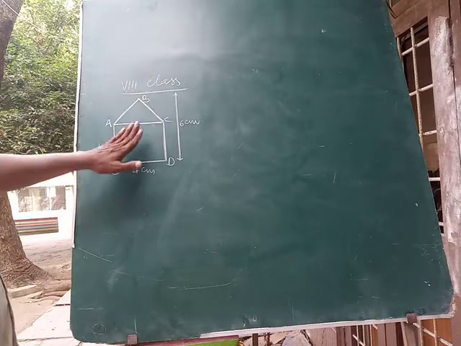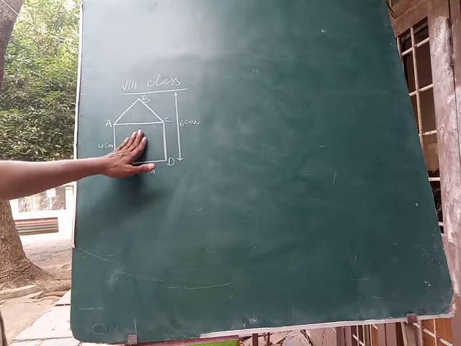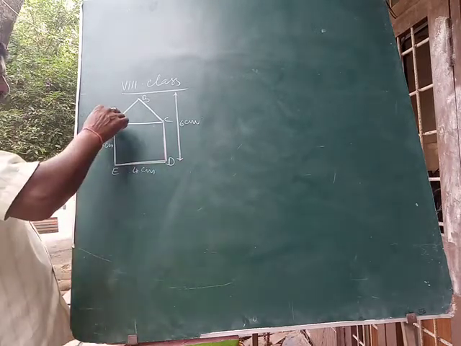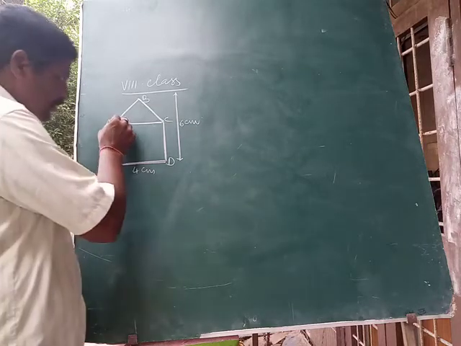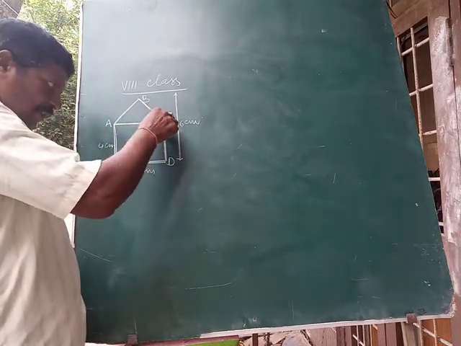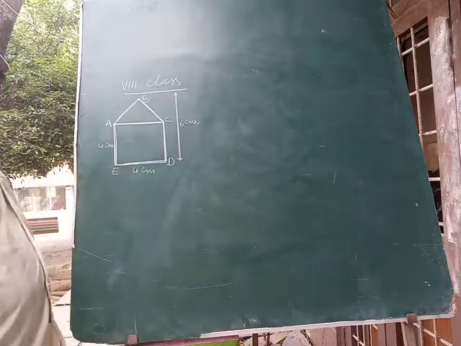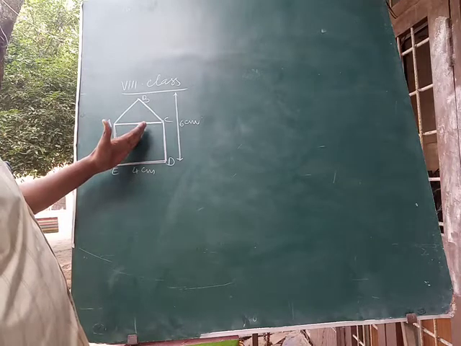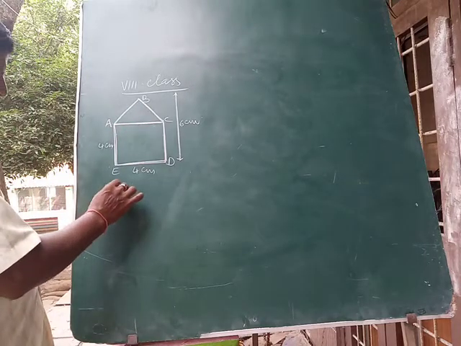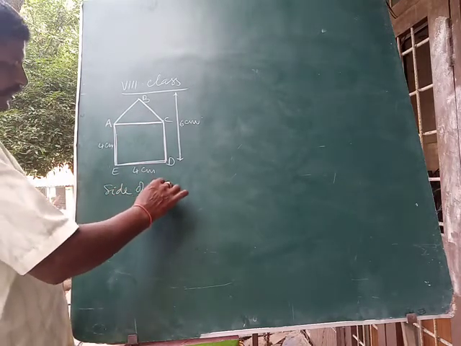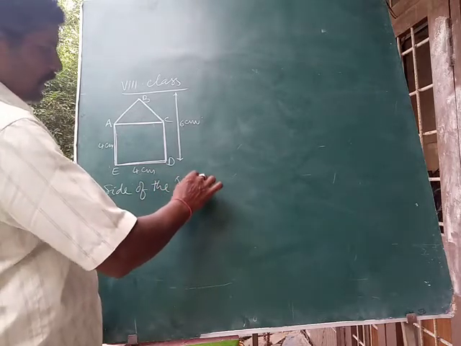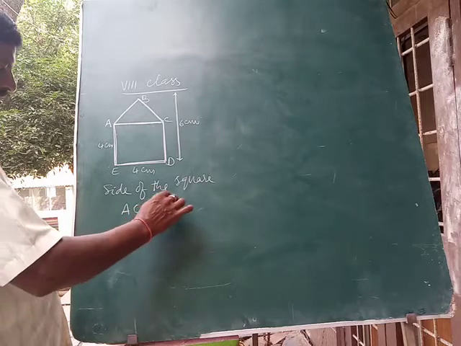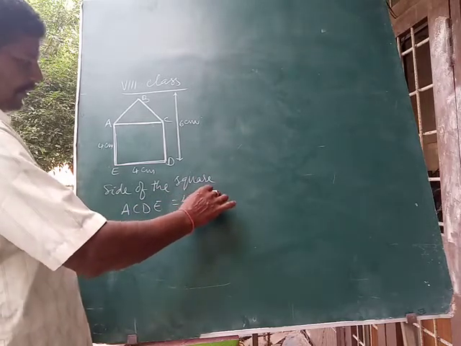Now, how to find the area of the square? Here, this side is 4 centimeters, this side is 4 centimeters, this is also 4 centimeters, this is also 4 centimeters. It means 4 sides are equal. So, this is a square. Now, find the area of the square first. Side of the square ACDE is equal to 4 centimeters.